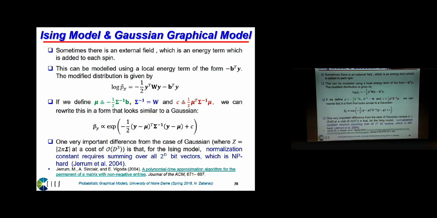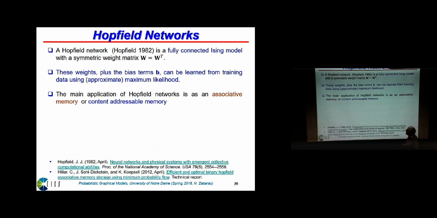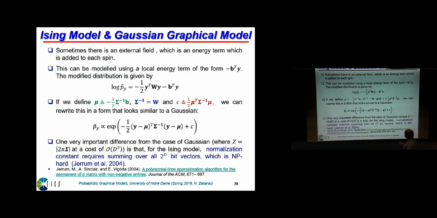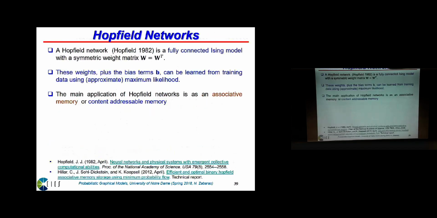So Gaussian easy to normalize, the Ising model not very easy to normalize, very nasty. And of course, in many ways you will think of the Ising model being trivial, but the Gaussian is a much more rich model, but we can see there is a complexity there.